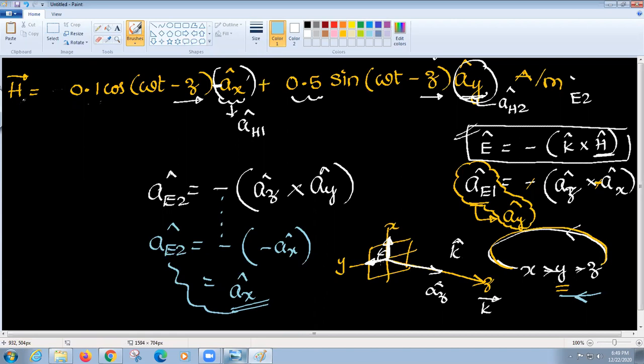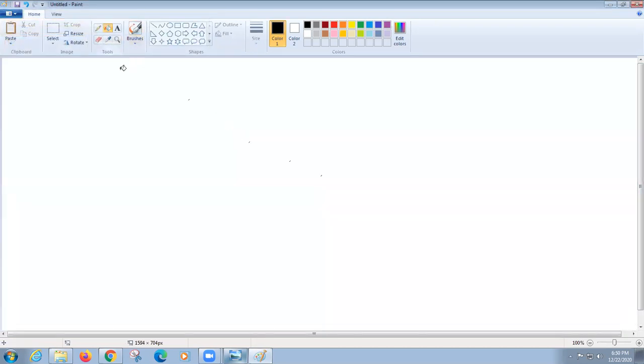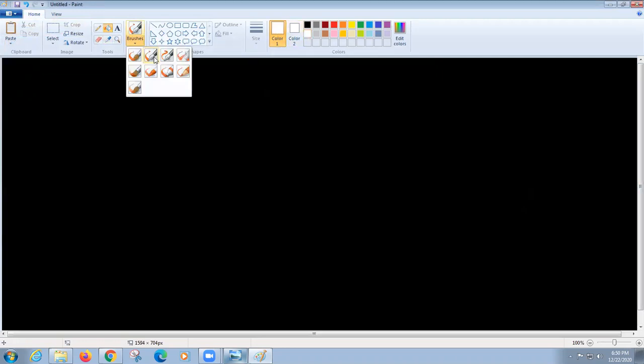So it's very simple. H is along Y, so E must be along X, because E and H must always be perpendicular. Anyways, in a lossless medium, of course, they're perpendicular. So we found the polarization components for AE1 and AE2 based on AH1 and AH2. So AE1 is AY, AE2 is AX. So now with this experience, now we do this.